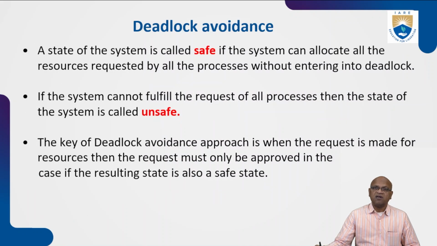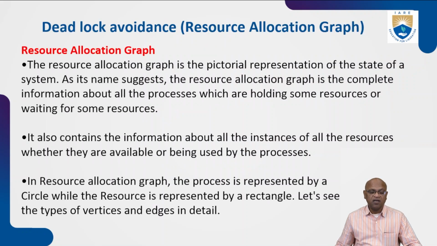A state of the system is called safe if the system can allocate all the resources requested by the processes without entering deadlock. If the system cannot fulfill the requests of all the processes, then the state of the system is called unsafe. So the key of the deadlock avoidance approach is that when a request is made for resources, the request must only be approved if the resulting state is a safe state. We will stop here, and we will see the resource allocation graph and Banker's algorithm in the next class.